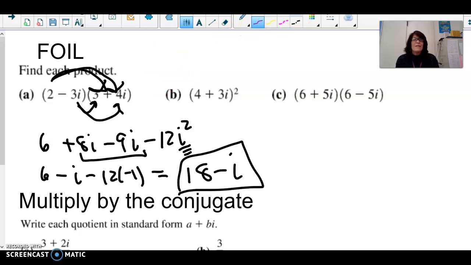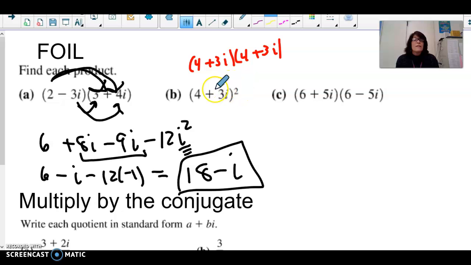We finished the first video by FOILing right here. And hopefully you understood that. Just making the i squared -1 so that you can combine the real parts. Positive 12 plus 6 is 18, and then we had the minus i. (4 + 3i)² is no different than (4 + 3x)², except, of course, it's not x, it's i. So in the end, I'll have an i squared to deal with.